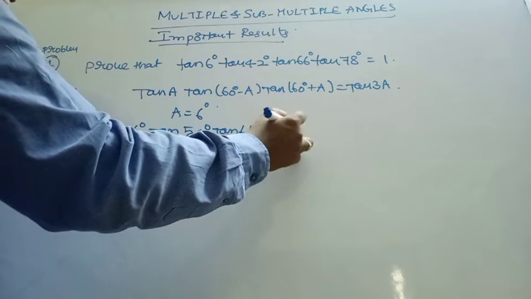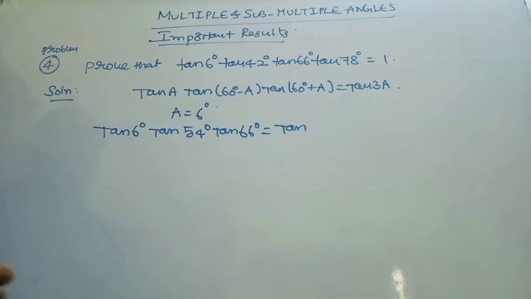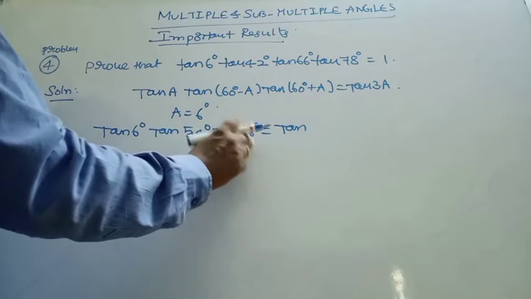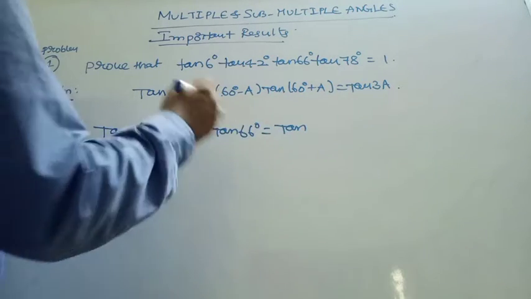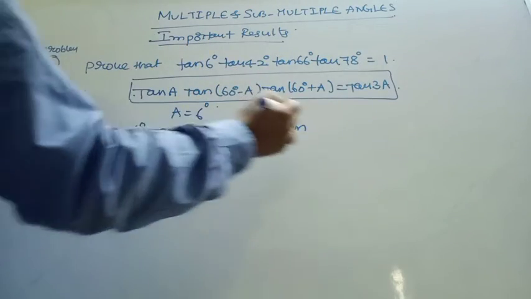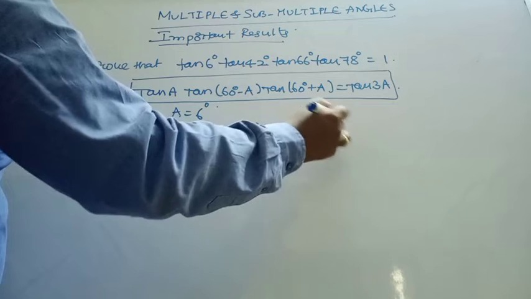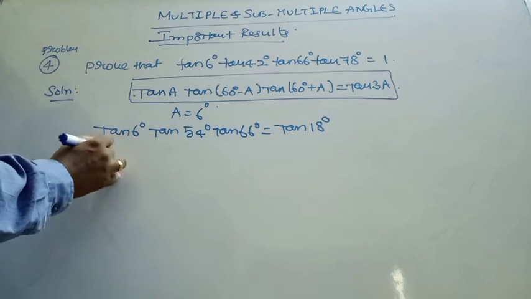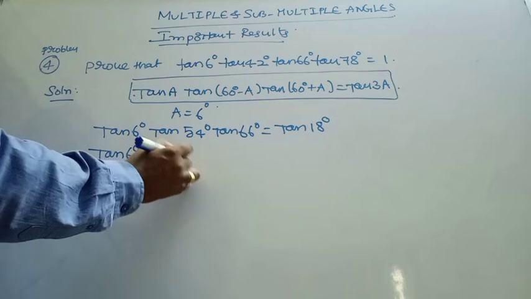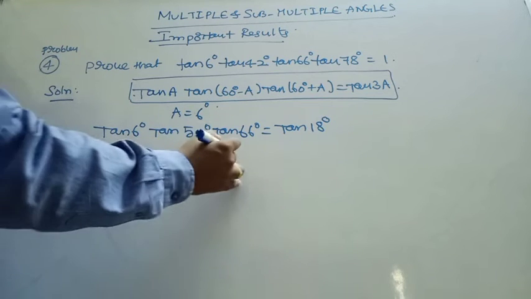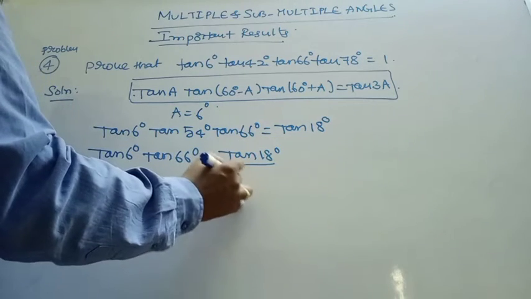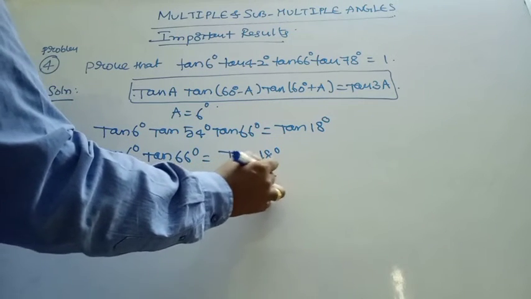This is equal to what we will be getting, my dear students: tan A, tan(60 minus A), tan(60 plus A) equal to tan 3A, right? Because our result is tan 3A. 3 into 6, that means tan 18 degrees we will get here. Now you say tan 6 degrees into tan 66 degrees, this you write as tan 18 degrees divided by tan 54 degrees.